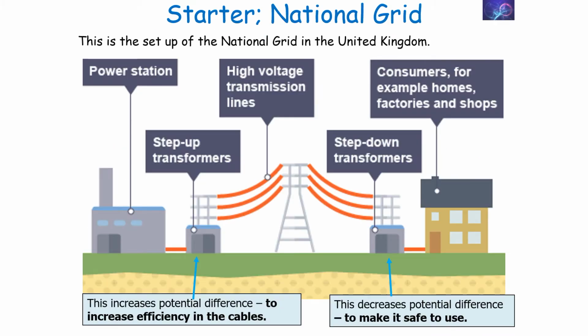So this is the setup of the national grid in the United Kingdom. You'll have a power station which is linked to the national grid, with a step-up transformer forming the first part of the national grid, which increases the potential difference to increase the efficiency in the cables. You then have high voltage transmission lines, which connect to the last part of the national grid, the step-down transformer, which then links to consumers, so homes, factories and shops.